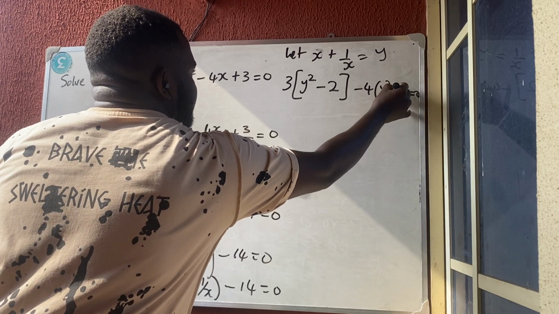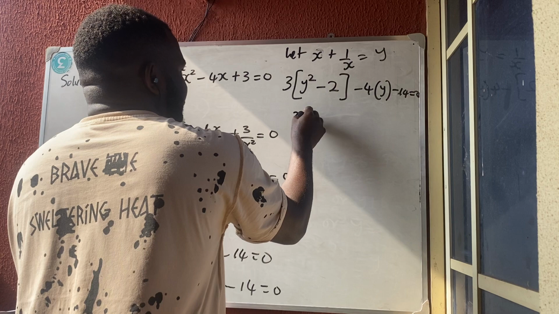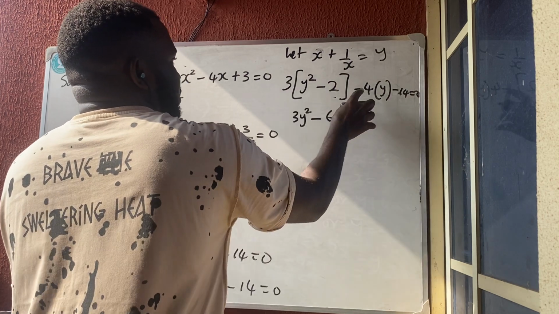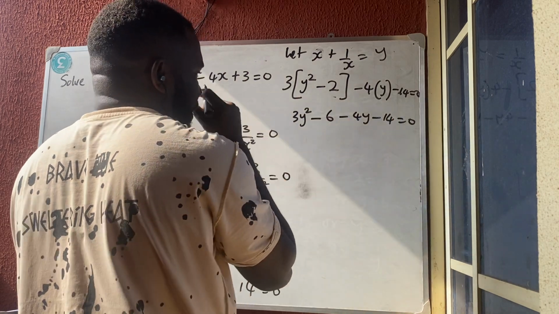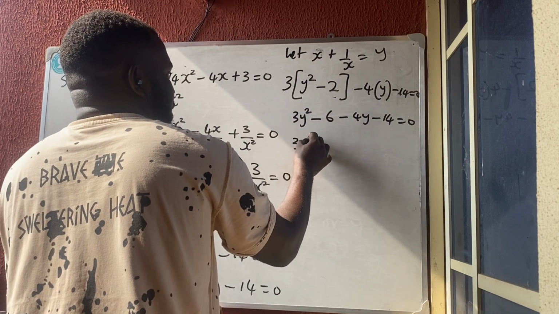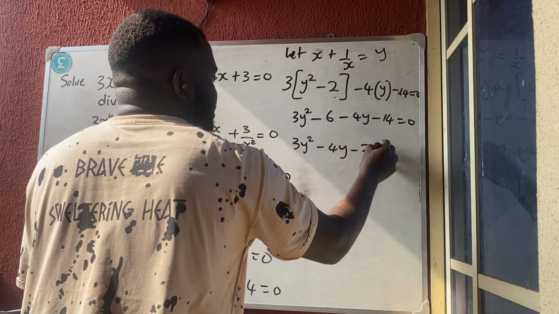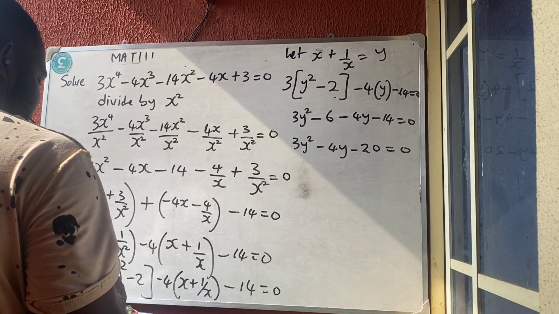Okay. So what do you do now? Let's clear bracket. This time this I'm having 3y squared. This time this I'm having minus 6. Then I'm having minus 4y minus 14 is equal to 0. So I'm having what? 3y squared minus 4y. This and this will give you minus 20 is equal to 0. So this is a quadratic equation, and then we can factorize.